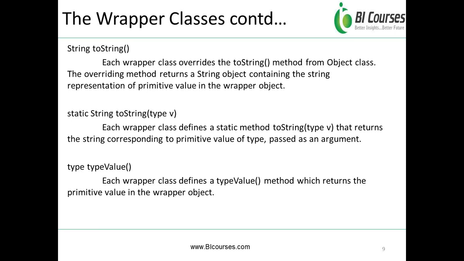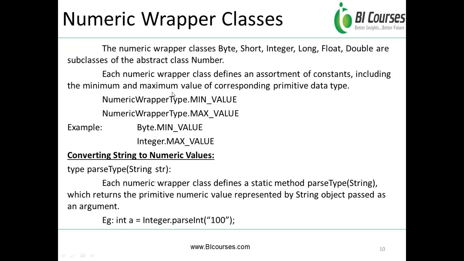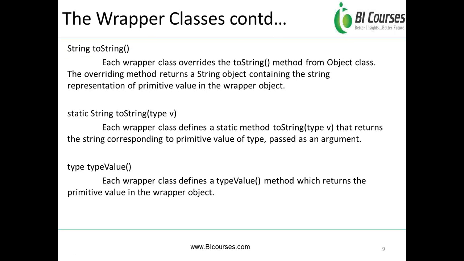And also we have the typeValue method. Each wrapper class defines a typeValue method which returns the primitive value in the wrapper object. Let me show you how these methods can be used in the wrapper classes and their objects.